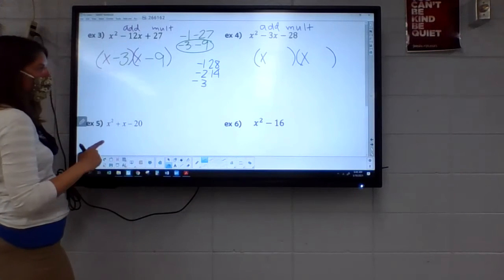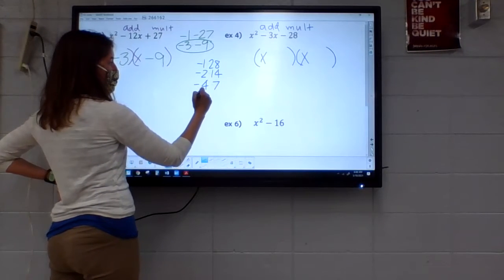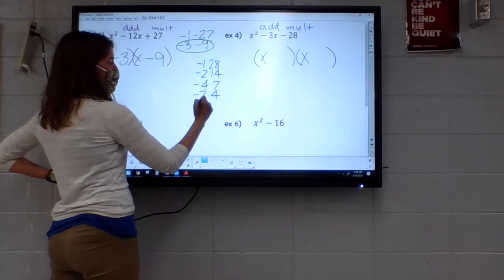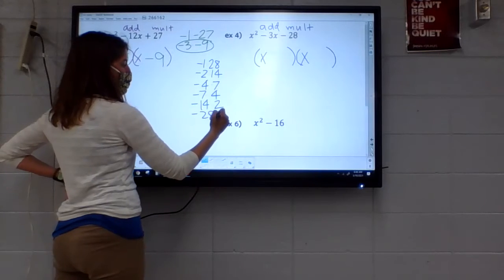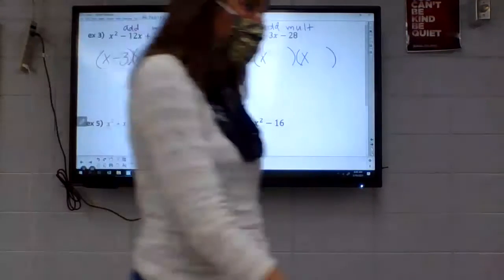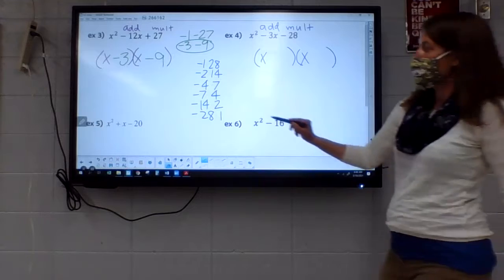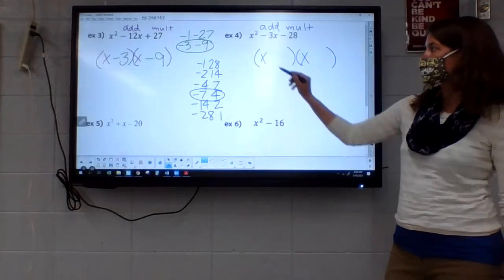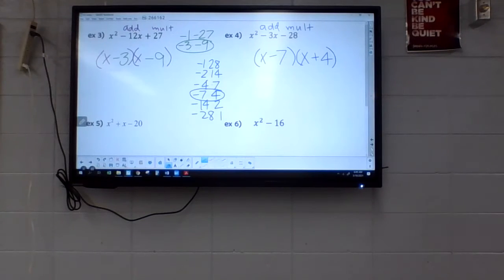Oh, 3 doesn't go in there. Lots of factors in this one. We're looking for the one that gives me a negative 3. Now, in order to get a negative, I need the bigger number to be negative this time. So our negative 7 and positive 4. And you do need to write the plus 4 so we know it's a positive, because those will add to give me a negative 3.